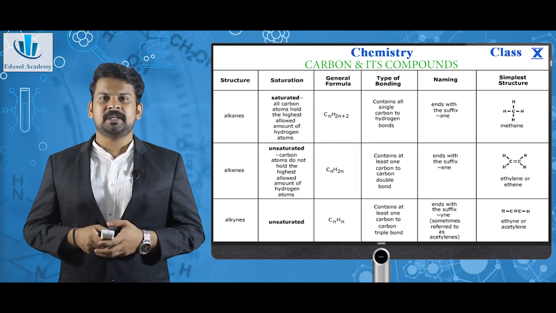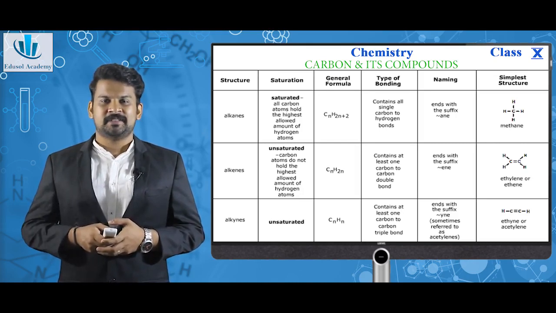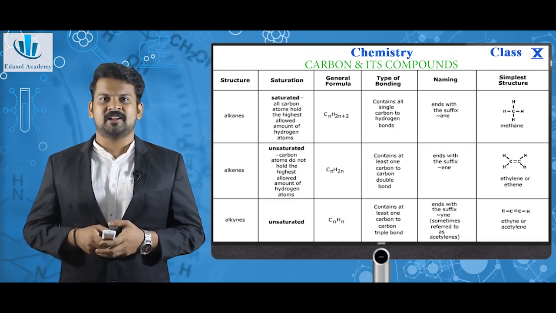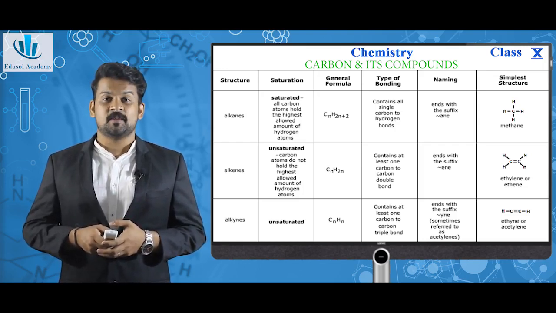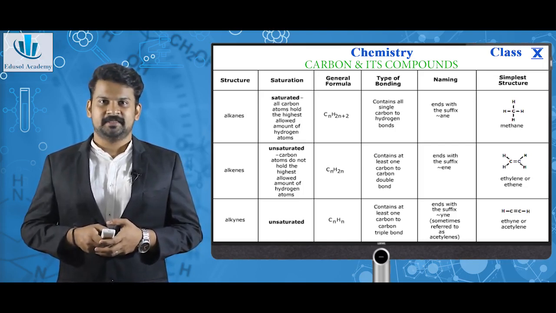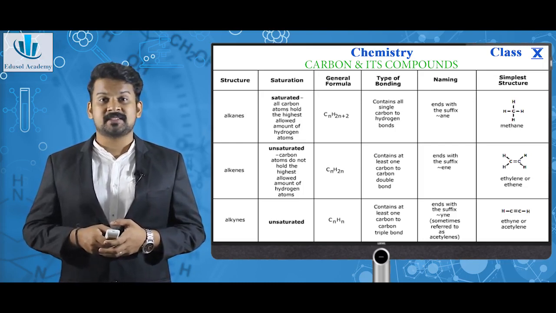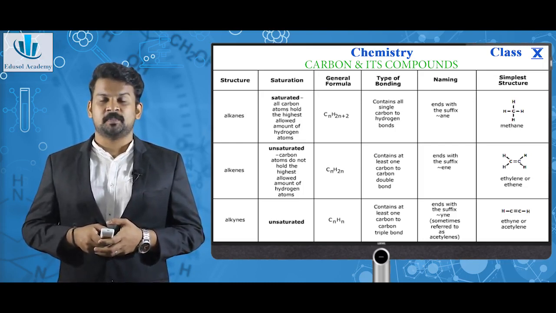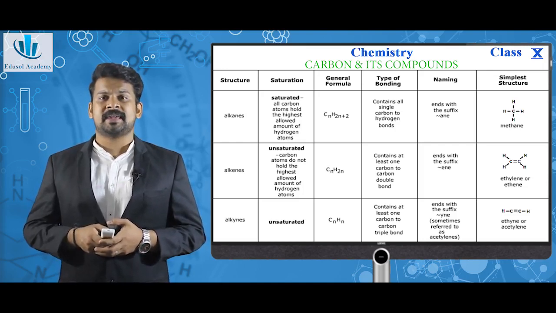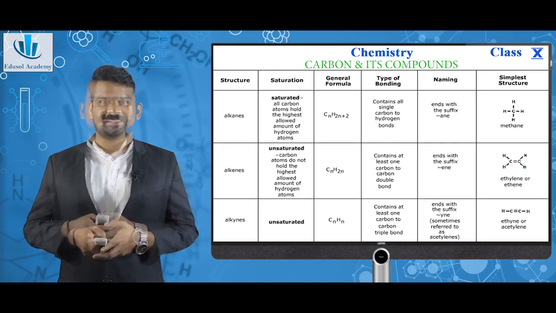Similarly, the naming comes such that the name alkane has the suffix ane, which is added to the word root. Similarly, alkenes end with ene. Alkynes end with yne. In the last column, you can see 3 different examples: methane, ethene, ethyne. So these are the basic 3 categories of hydrocarbons.